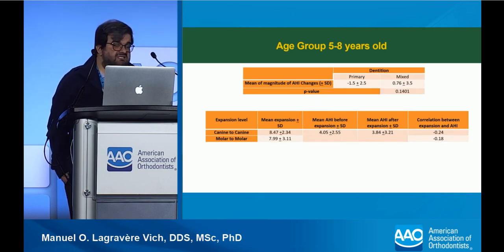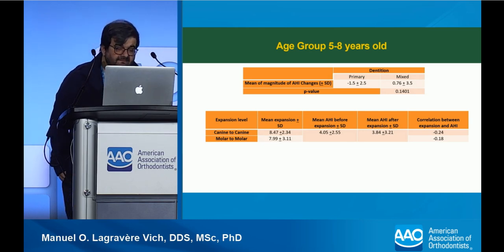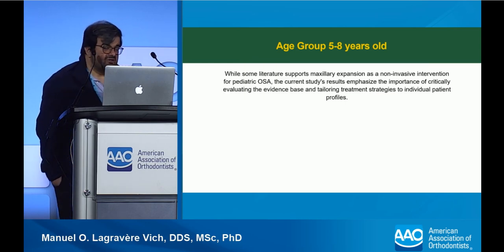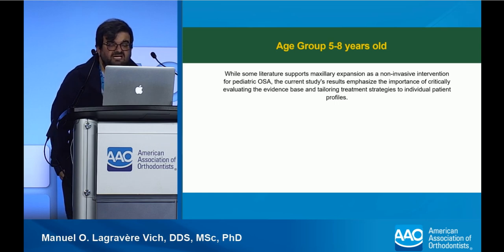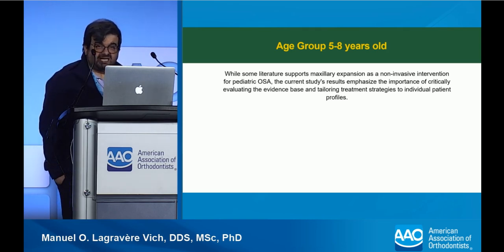Looking at the magnitude of change, we saw that there was a reduction in kids that had all primary dentition, while in mixed dentition it pretty much stayed the same. And when we related it to the amount of expansion, these kids had almost 8 millimeters of expansion molar to molar, and there was almost no correlation. So what I can say is that although there's literature that supports that maxillary expansion can be used to intervene in pediatric OSA, I would say to take that with caution, because this shows that a personalized approach that accounts for patient-specific characteristics and treatment responses is essential for optimizing therapeutic outcomes in pediatric OSA management.